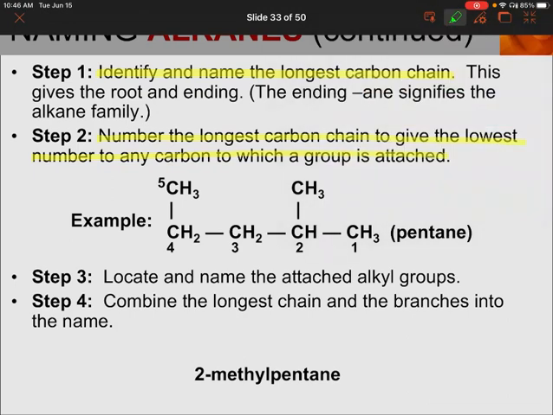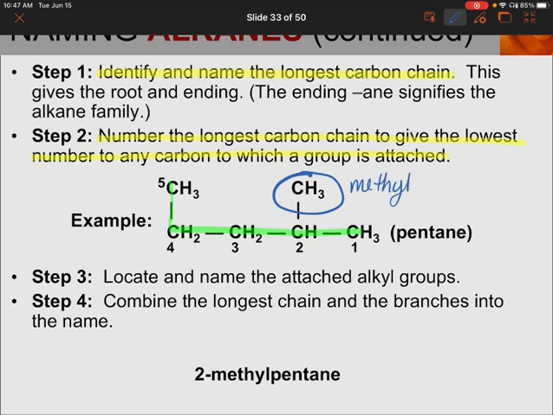Let's see, we have our longest chain is 1, 2, 3, 4, 5. And there's a couple different ways that we could number this, right? We could start on the left or on the right and then move across. But again, we want to make sure that we're giving the lowest number to any branches. So we do have a branch here. And do you remember what that would be called? That CH3 group? Methyl.